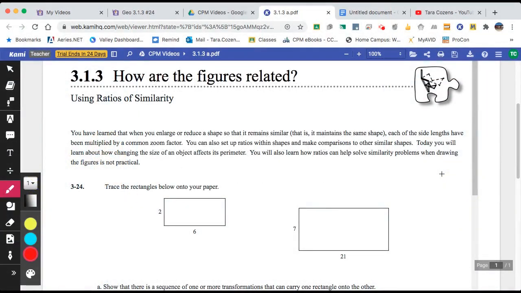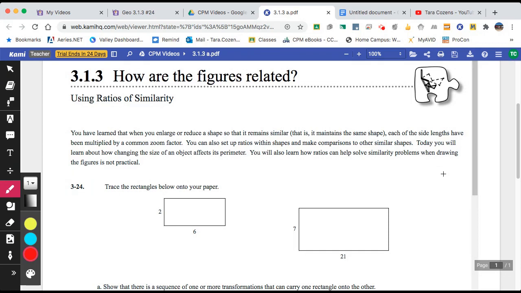Okay, lesson 3.1.3, how are the figures related? Using ratios of similarity. You have learned that when you enlarge or reduce a shape so that it remains similar, that is, it maintains the same shape, each of the side lengths have been multiplied by a common zoom factor. You can also set up ratios within shapes and make comparisons to other similar shapes. Today, you will learn about how changing the size of an object affects its perimeter. You will also learn how ratios can help solve similarity problems when drawing the figures is not practical.